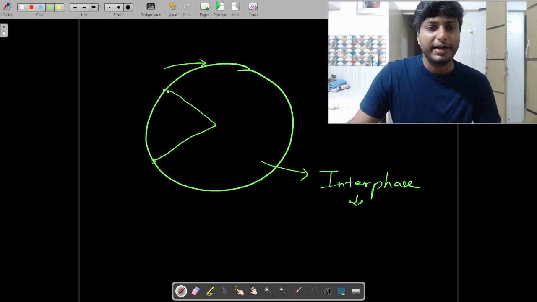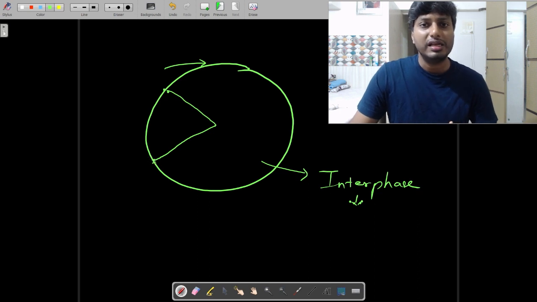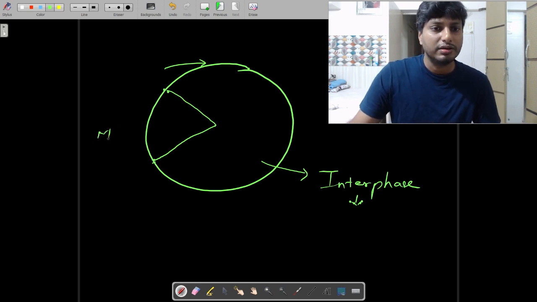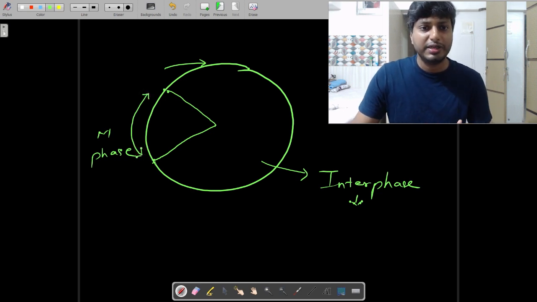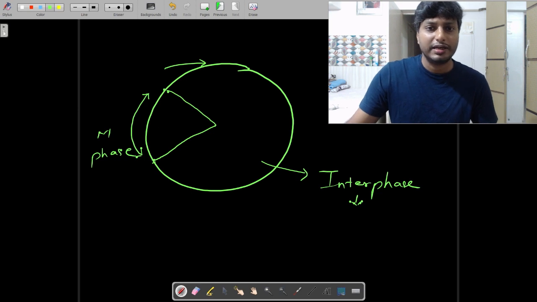Once the interphase is complete, then from this particular point the cell is going to start dividing. But as we said, whenever the cell starts dividing, the nucleus is going to divide first, followed by the cytoplasm. That entire division, which includes the nuclear division along with the cytoplasmic division, is called the M phase. This is the area in which the cell is going to start dividing. This entire thing is representing the cell cycle.